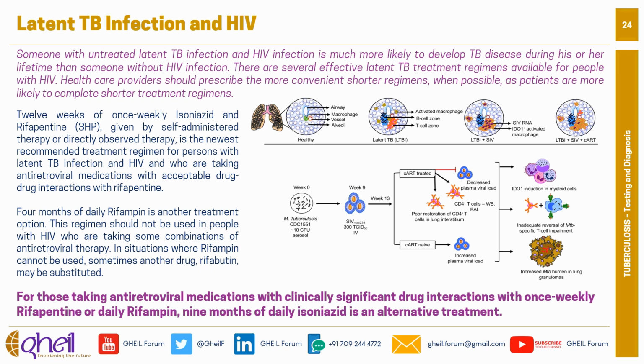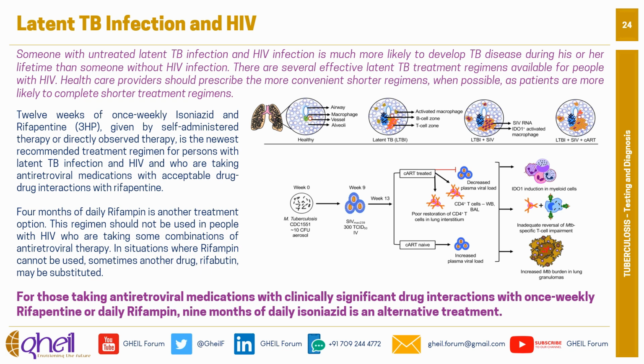12 weeks of once-weekly isoniazid and rifapentine, 3-HP, given by self-administered therapy or directly observed therapy, is the newest CDC-recommended treatment regimen for persons with latent TB infection and HIV and who are taking antiretroviral medications with acceptable drug-drug interactions with rifapentine. 4 months of daily rifampin is another treatment option.